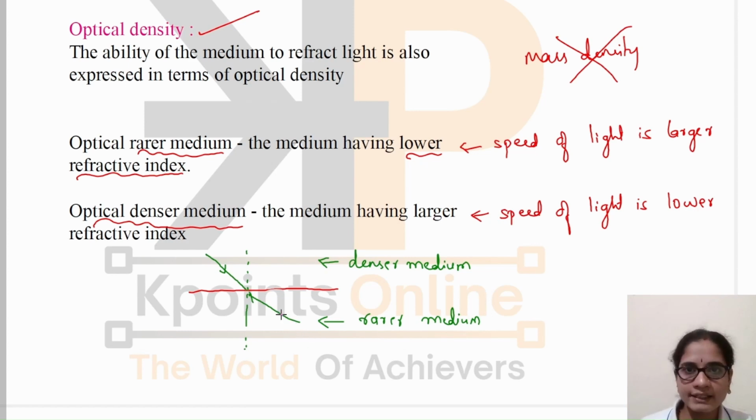How does it bend here? It has bent away from the normal because in the denser medium the speed of light is lower. Once it enters the rarer medium, the speed increases, because of which it is bent away from the normal. In this way, we express refraction in the case of optical rarer medium and optical denser medium.